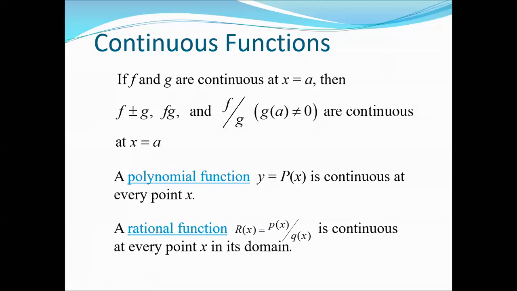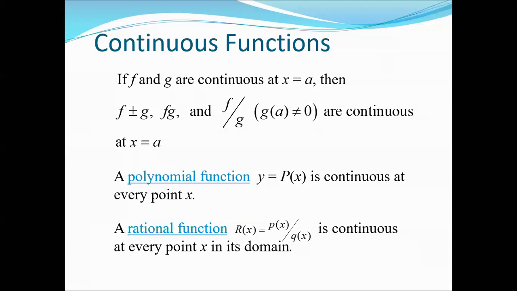And again, a rational function is continuous at every point x in its domain. Actually, what does domain mean here? In a rational function, we have p(x) upon q(x), so both functions must be continuous. But if the denominator is 0 anywhere, then the function will be discontinuous there. So rational functions are also continuous at every point of its domain. Domain is mentioned because the denominator must be defined at that point. If the denominator is 0 at any point, then the function is not defined.